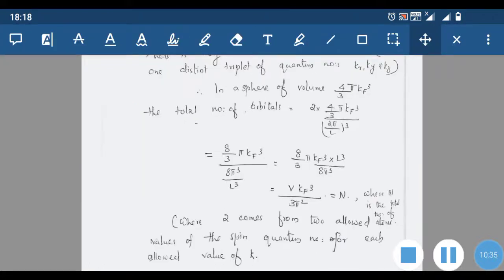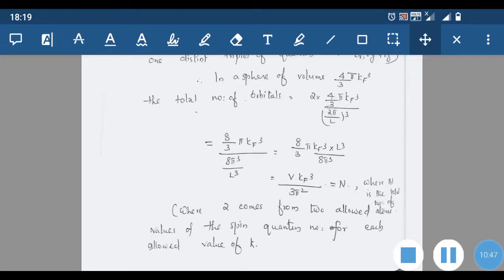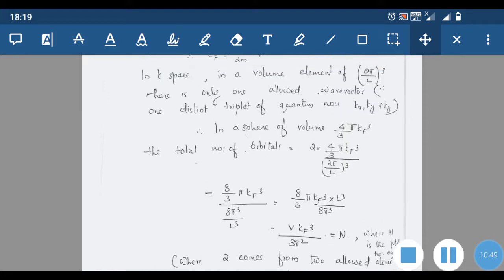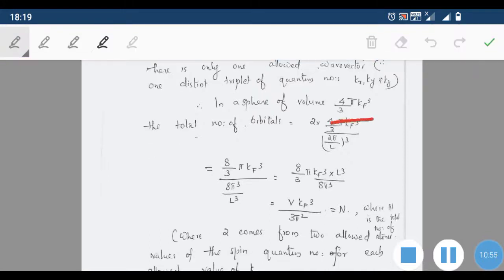So for a given set of N electrons, we have a sphere of volume, and the radius of that sphere is the Fermi wave vector, up to the Fermi level. So the volume of the sphere which we are concerned with is 4 by 3 pi kf cube. And so the number of total orbitals will be 4 by 3 pi kf cube divided by 2 pi by L the whole cube. That will be the allowed number of k values, and then in each orbital we have 2 electrons, so the number of electron states will be equal to 2 into this value.